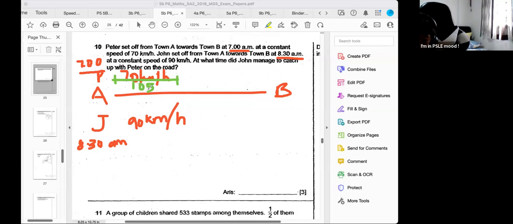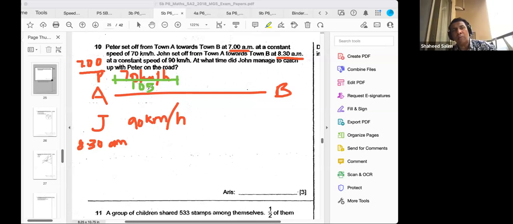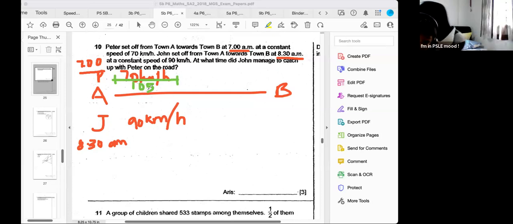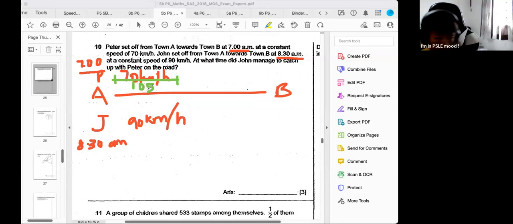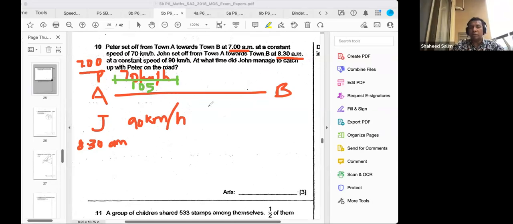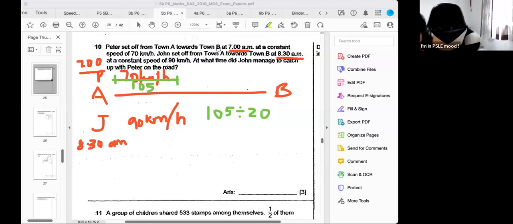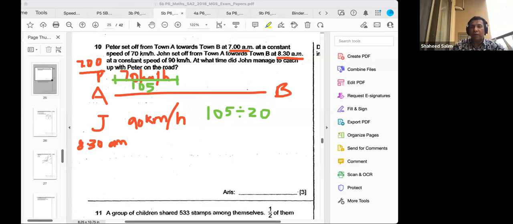How much faster is John's speed per hour? By like 20. Good. So every hour he can catch up by 20 km. So you take 105, divide by 20 to find out the number of hours it takes to catch up with Peter. So 5.25 hours.